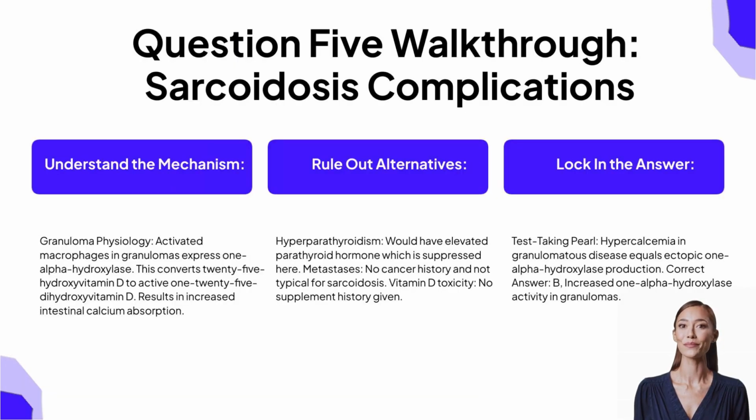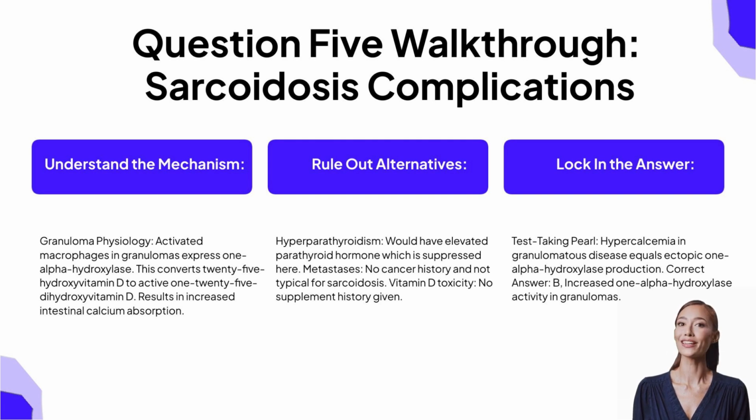Understand the mechanism. In granulomatous diseases like sarcoidosis, activated macrophages within granulomas express 1-alpha-hydroxylase. This enzyme converts inactive 25-hydroxyvitamin D to active 1,25-dihydroxyvitamin D. The result is increased intestinal calcium absorption, leading to hypercalcemia.